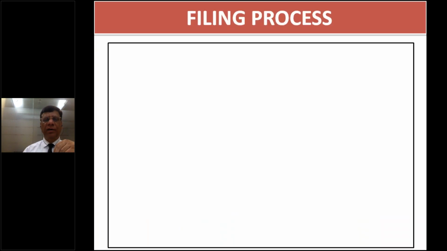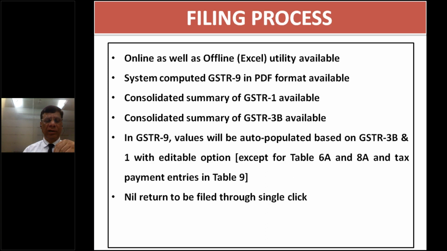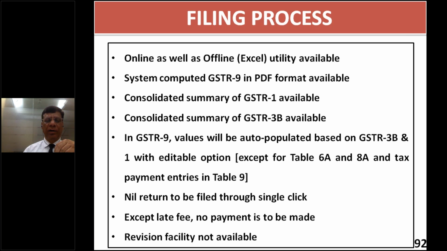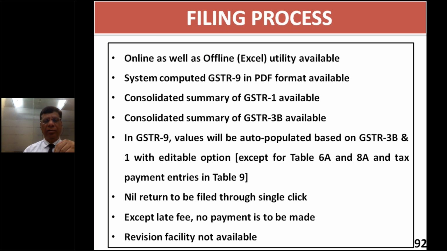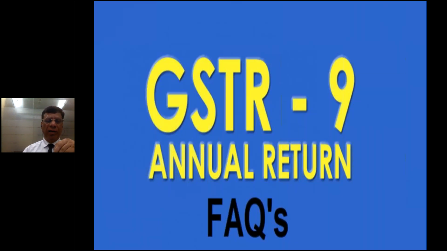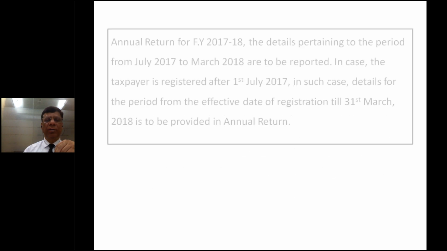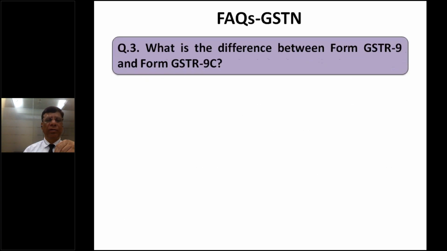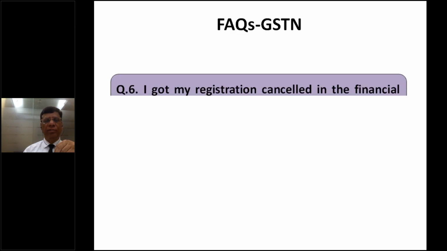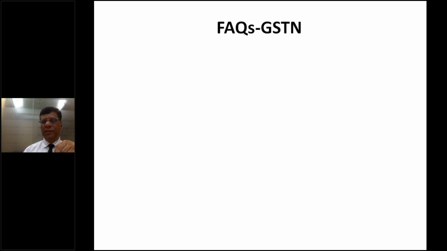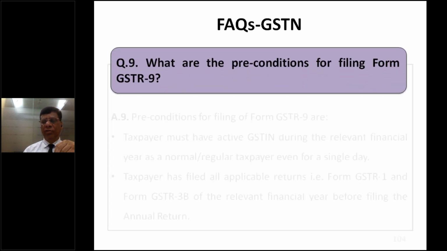This is the filing process of this particular utility, which is self-explanatory and available on the GSTN website also. You can go through this process, and then we are capturing important FAQs released by CBIC, which are also contained in this PPT. You can go through them yourselves, they are self-explanatory, and this is how I conclude my discussion as far as filling up this particular form is concerned.